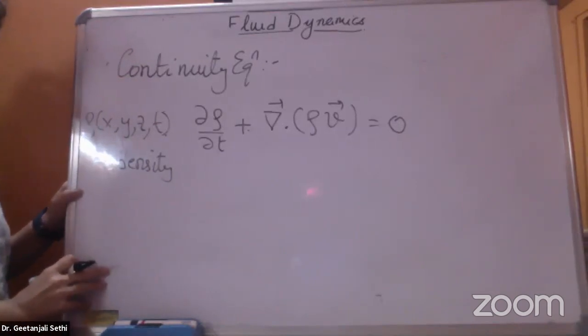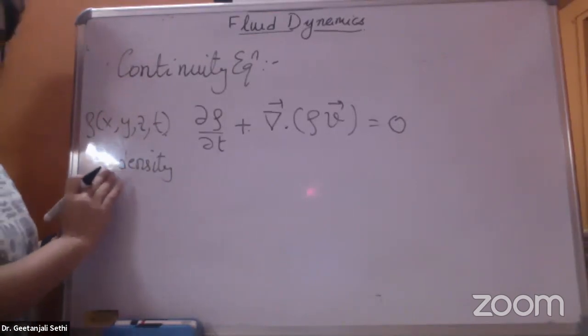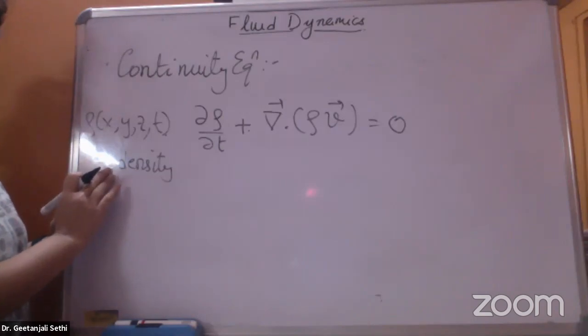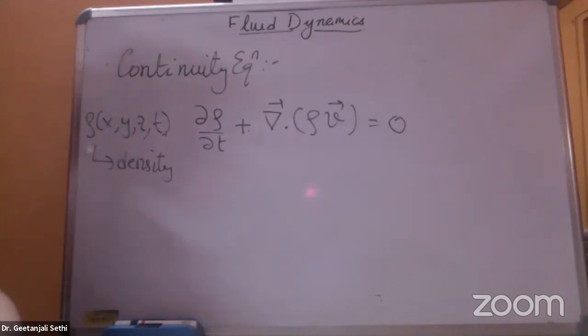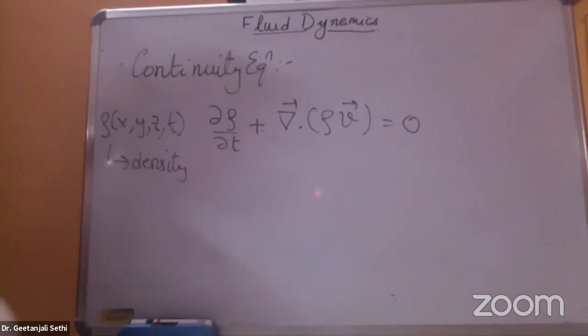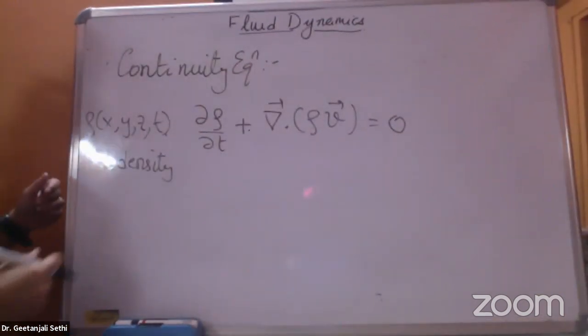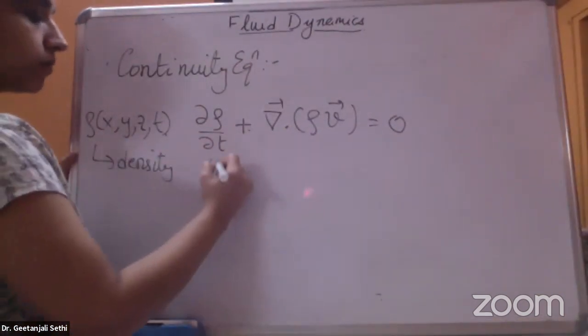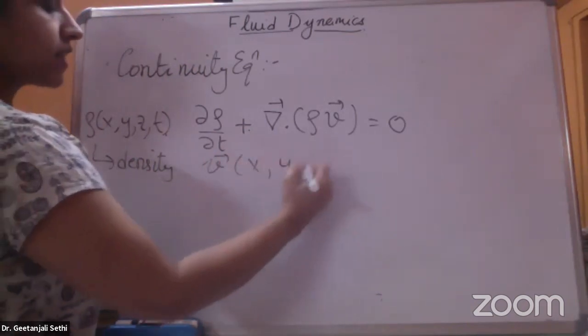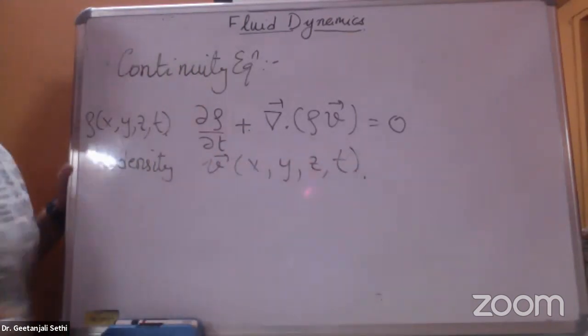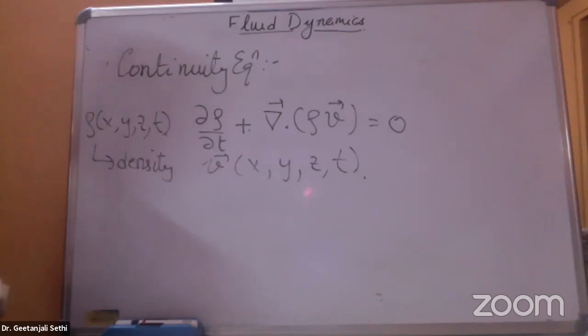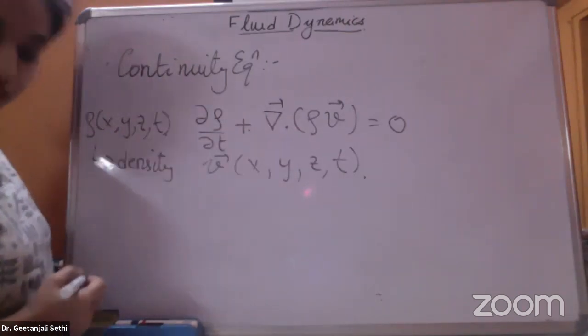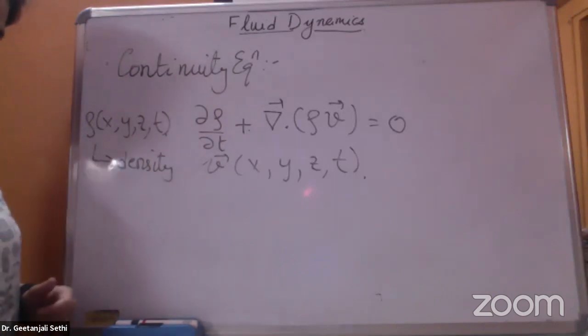can you see this part of the board? Can somebody tell me if you can see this part of the board? Okay, and v is the velocity field, which is also a function of x, y, z and t. It is the average velocity defined within my fluid element, within my volume element that I am dealing with.